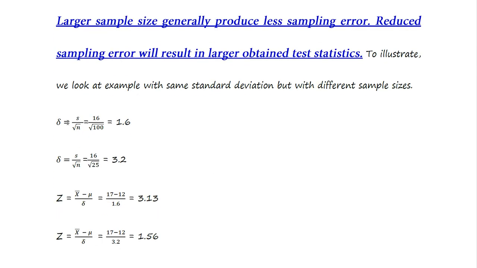Here, sigma is equal to the standard error. The formula of standard error is S over the square root of n. Here our standard deviation, which is from the sample, is 16 and the sample size n is 100. After simplification we obtain 1.6. For the second example, sigma is S over the square root of n, 16 over the square root of 25, which is equal to 3.2.